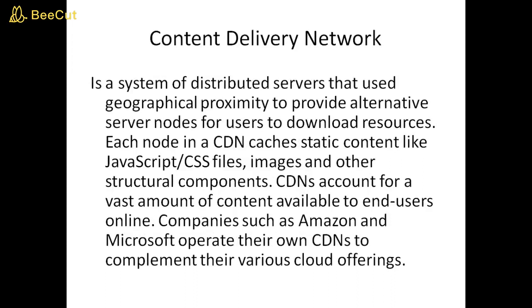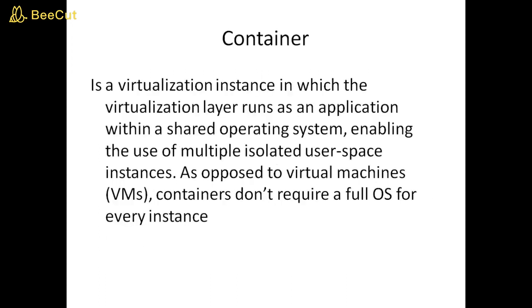Content Delivery Network is a system of distributed servers that use geographical proximity to provide alternative server nodes for users to download resources. Each node in a CDN caches static content like JavaScript/CSS files, images and other structural components. CDNs account for a vast amount of content available to end users online. Companies such as Amazon and Microsoft operate their own CDNs to complement their various cloud offerings.